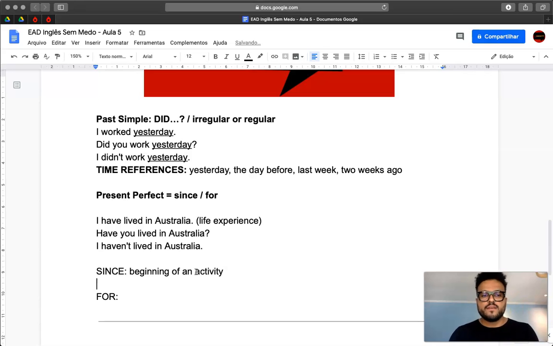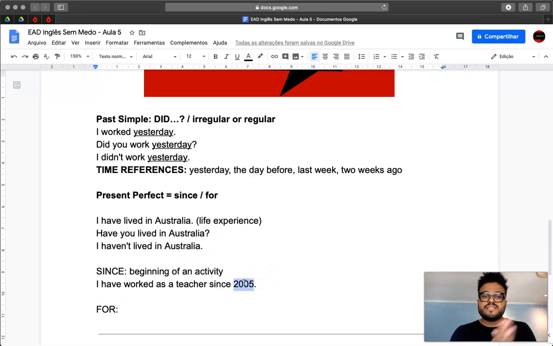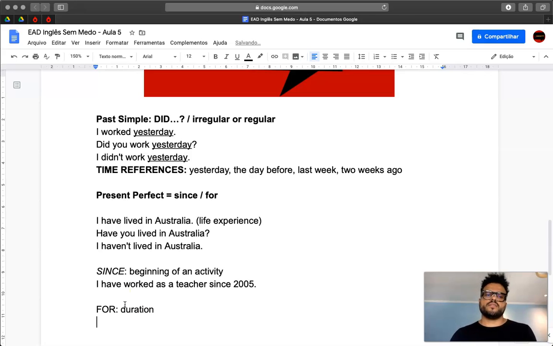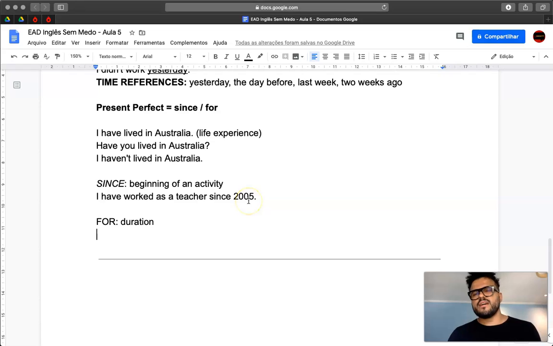So, I have worked as a teacher since 2005. That's when I started my activity. So I have worked as a teacher since 2005. This is the beginning of the activity, so that's when I'm going to use since. But if I want to say for, I'm going to describe the duration of the activity. Since 2005 until today, that's 20 years. No, 15, sorry.